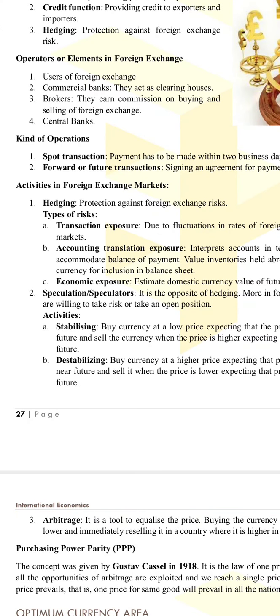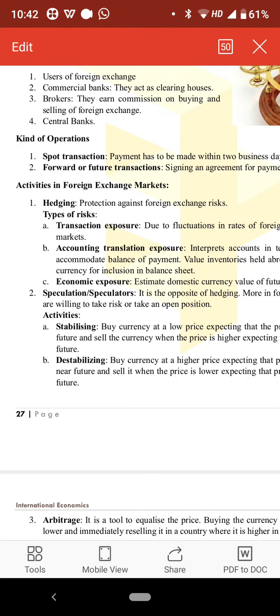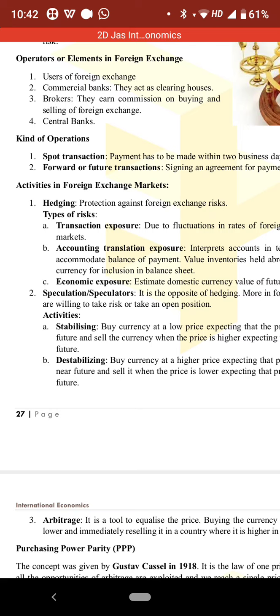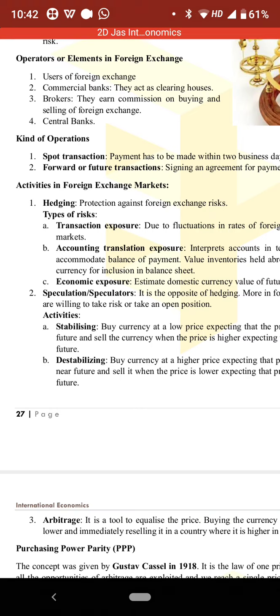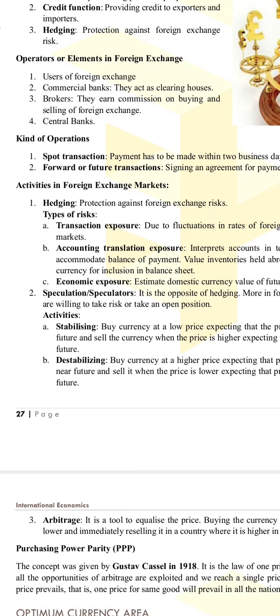Activities in the foreign exchange market. The activity will be on the basis of hedging, which is protection against foreign exchange risk. Hedging is also known as protection against foreign exchange risk.